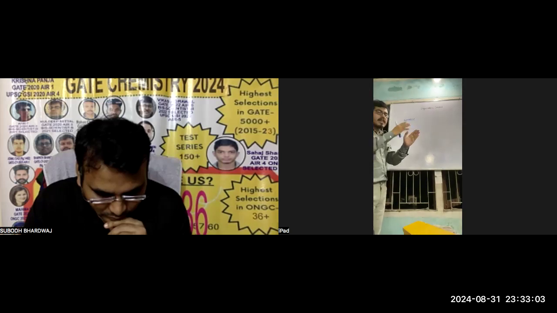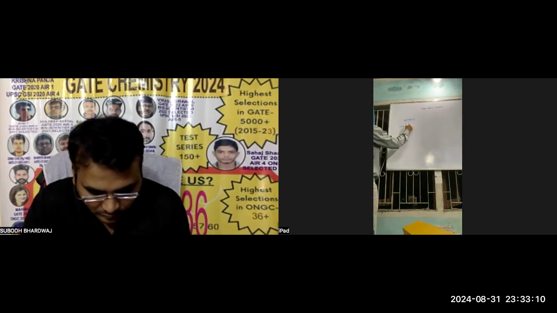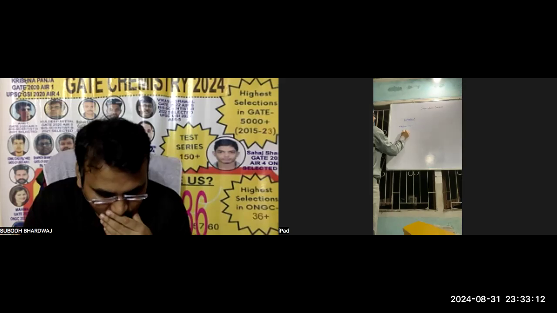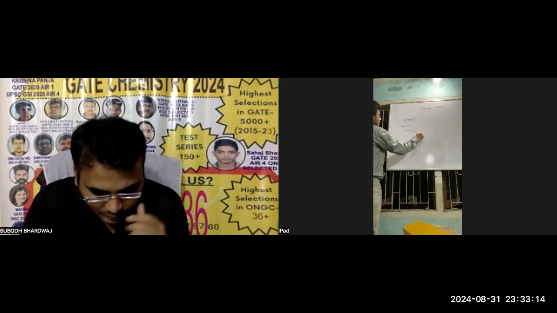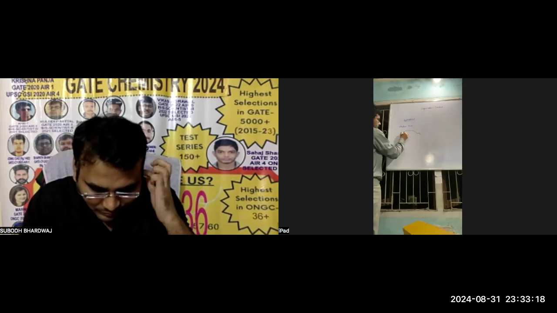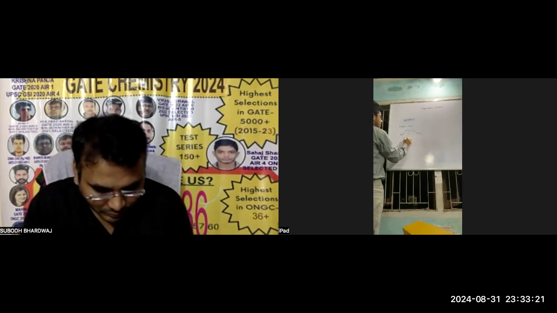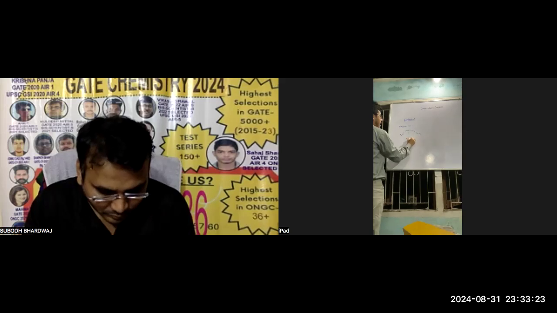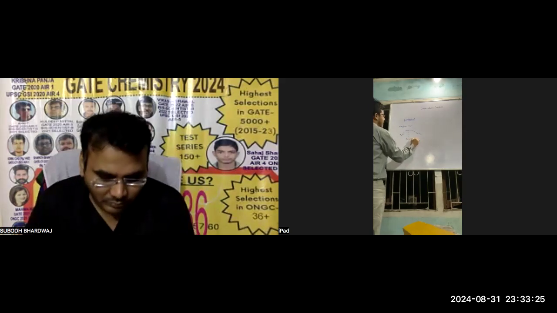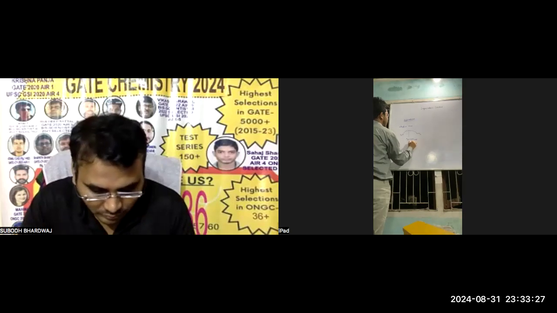I can give one example: ethylene diamine. Suppose you take NH2 and NH2 here. If I put a mirror here, this side and this side are the same. So that is a symmetrical bidentate ligand. That is an example of a symmetrical bidentate ligand.